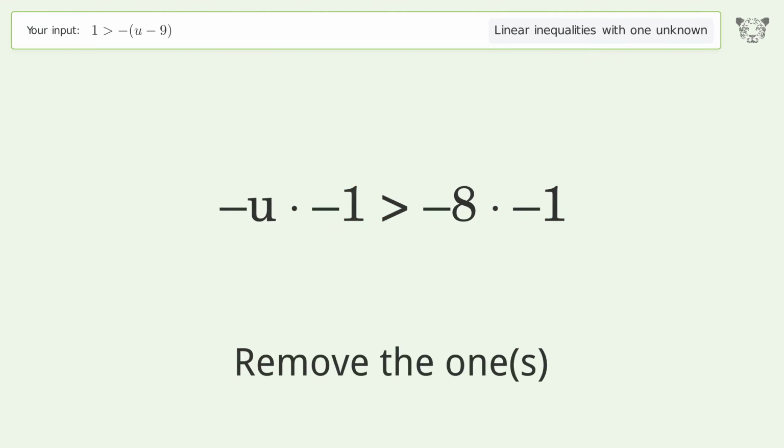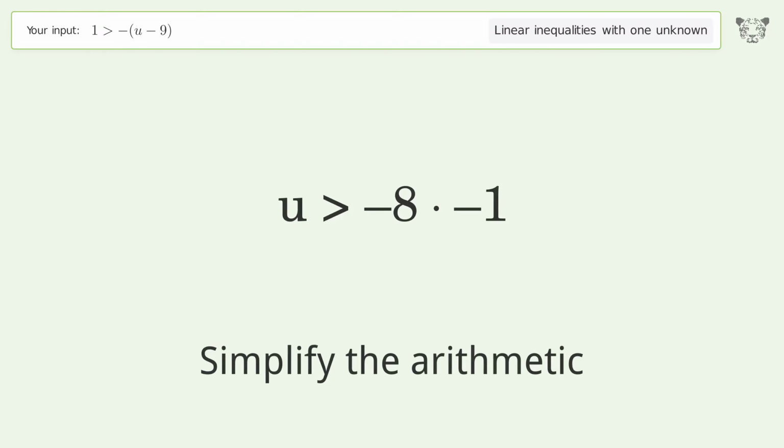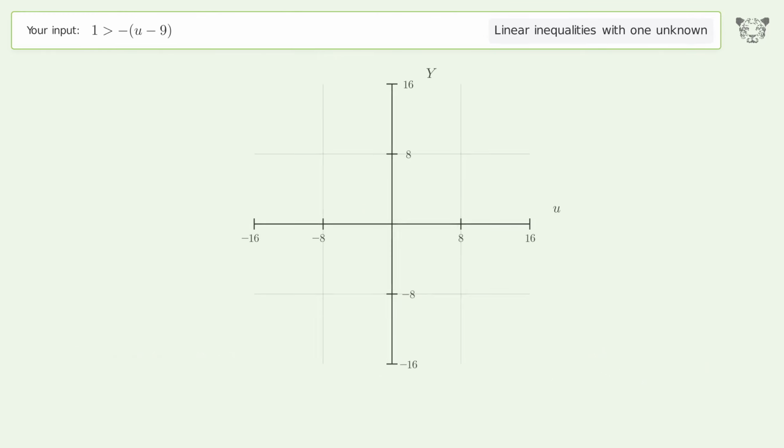Remove the ones. Simplify the arithmetic. Plot the solution on a coordinate grid. And so the final result is u greater than 8.